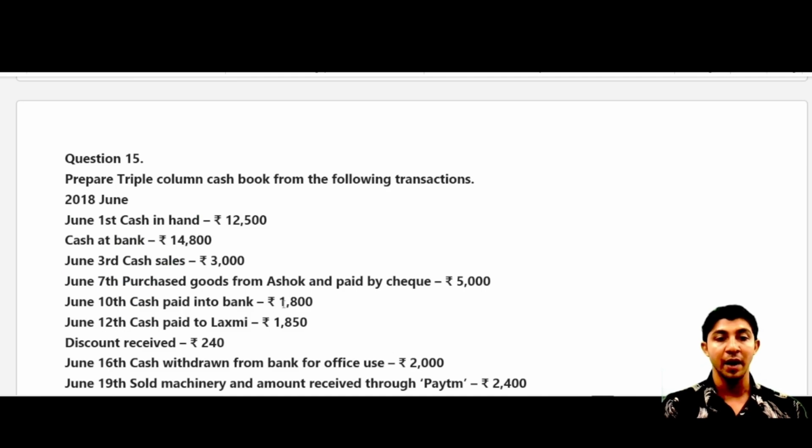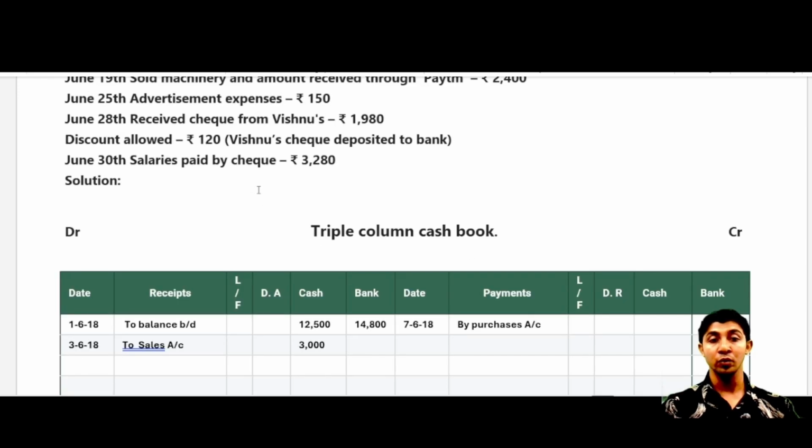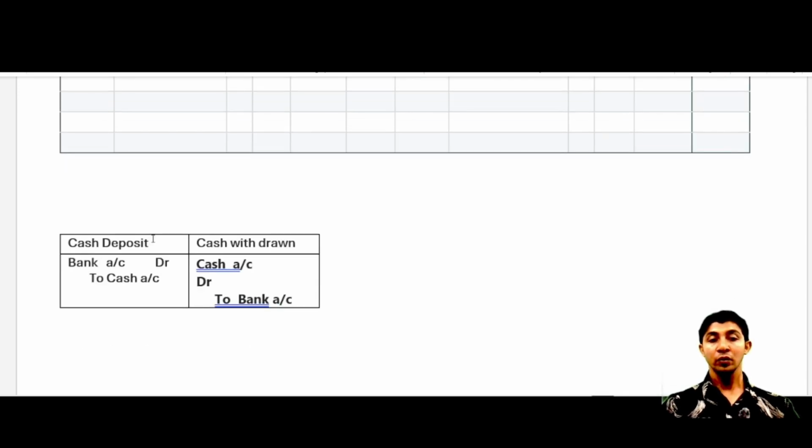The next transaction is cash paid into bank rupees 1,800, 10th June. Where is cash? In our cash box. Whenever there is a direct connection between cash box and bank, a contra entry exists. Money was taken from the cash box, went to the bank, and was deposited. So immediately if we identify that it is a contra entry, we need to pass the journal entry. So what will be the journal entry for cash deposit?